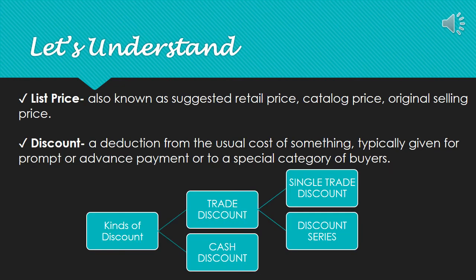So first, let's define some terms. One, we have list price, also known as suggested retail price, catalog price, or original selling price. So, yung mismong price ng product. Pangalawa, we have discount. Siguro naman familiar tayo dito.